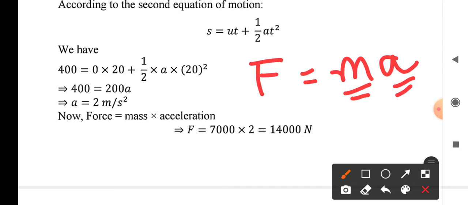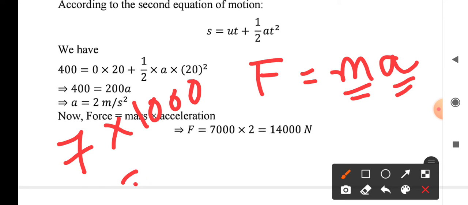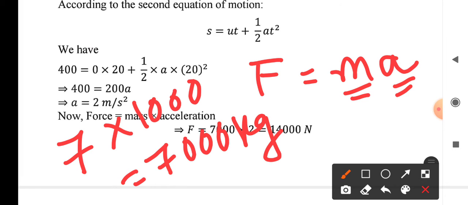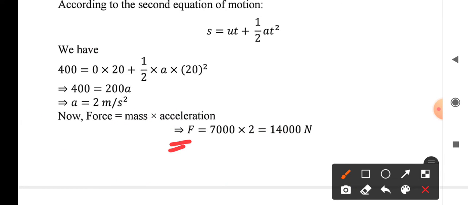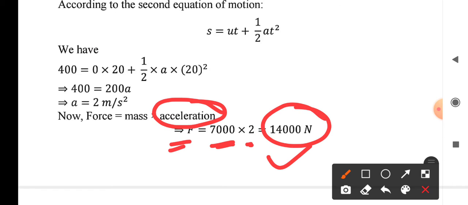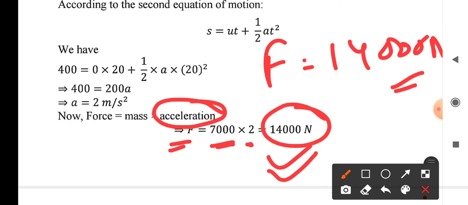Okay, so here mass is 7 metric ton, that is we have to convert it in kg, therefore 7 metric ton means 7 into 1000 kg, therefore 7000 kg. Okay, 7 metric ton means 7000 kg, therefore m equal to 7000 kg. Okay, so here you see F equal to 7000 into acceleration we got 2, therefore we got 14,000 Newton. The value of force equal to 14,000 Newton we got.